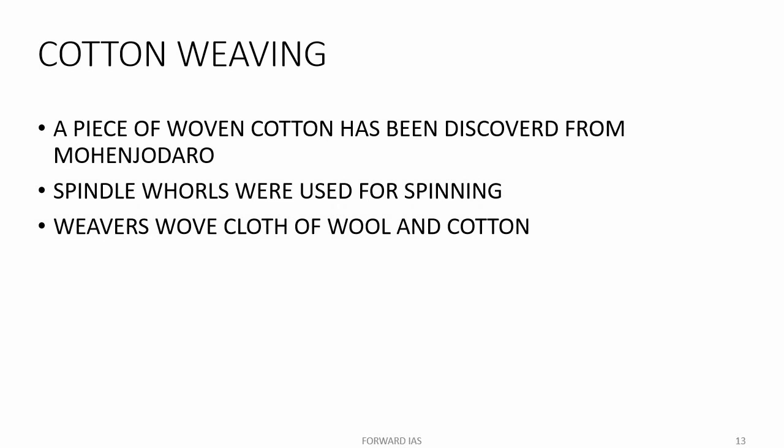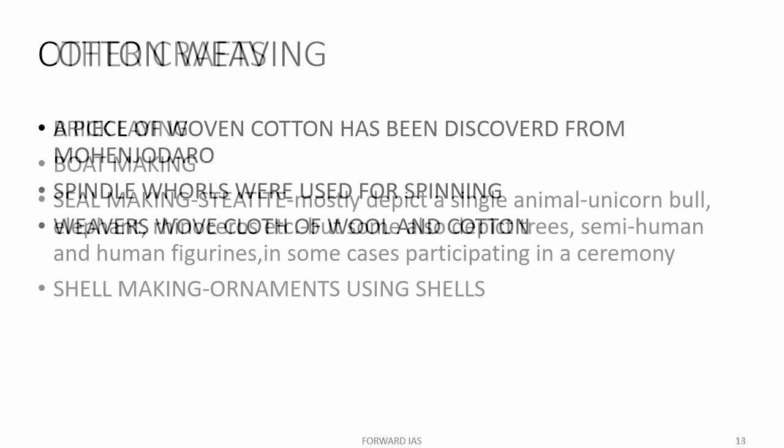Another important and unique feature of the Indus Valley civilization is cotton weaving. Cotton was cultivated in the Indus Valley regions. A piece of woven cotton was discovered from Mohenjo-daro. Spindle whorls were used for spinning this cotton, and weavers wore cloths of wool and cotton.